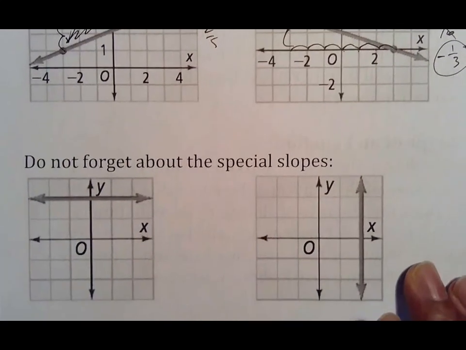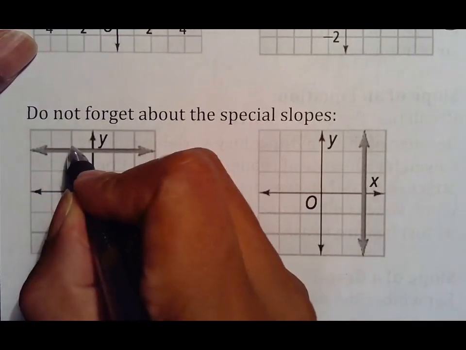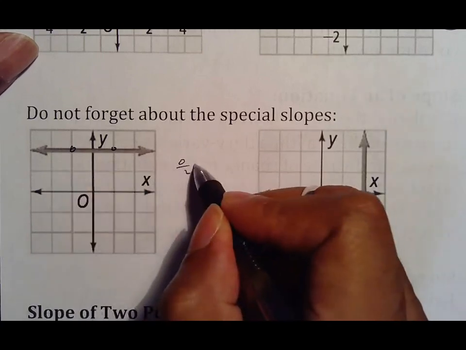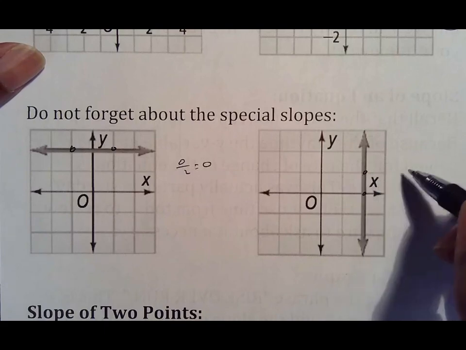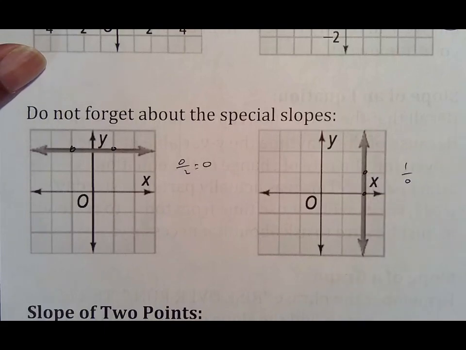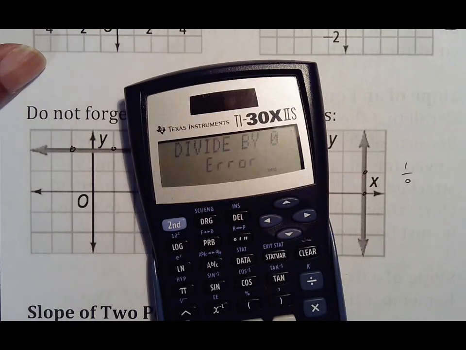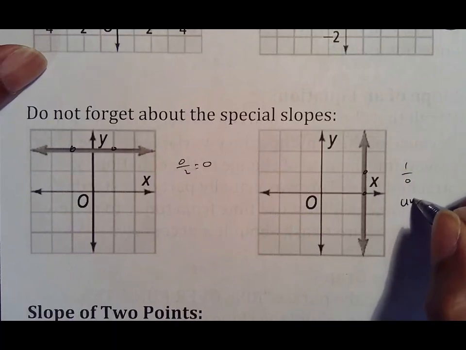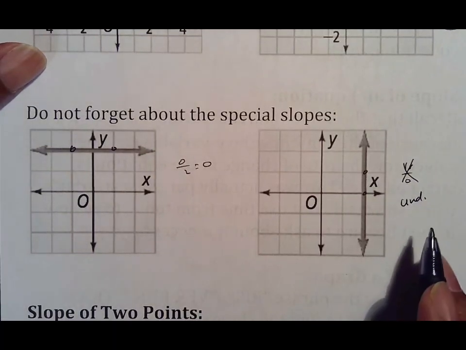The special slopes are the 0 and undefined slopes. The easy way to remember this is pick 2 points. Notice that your rise is 0. Your run in this case is 2, and 0 over 2 is 0. Here, if you pick some points, notice that your rise is 1, your run is 0, and anytime you do 1 divided by 0 in your calculator, or anything divided by 0, you get an error. So if you get an error, that means that it is undefined. And so you want to make sure you're aware of those two.